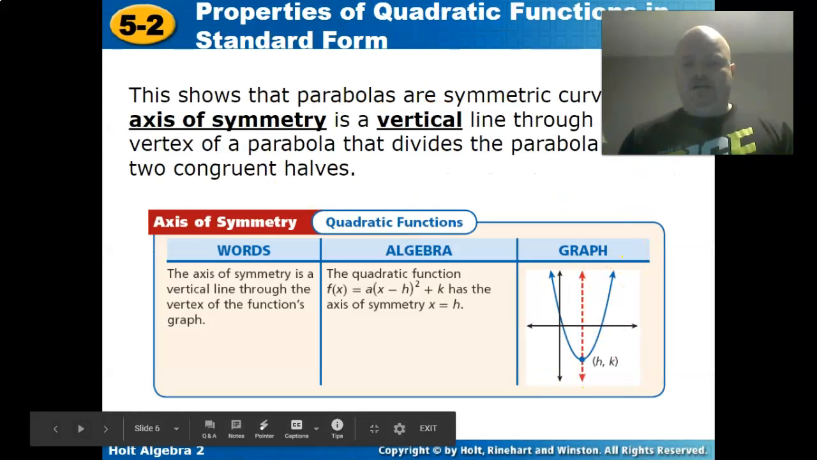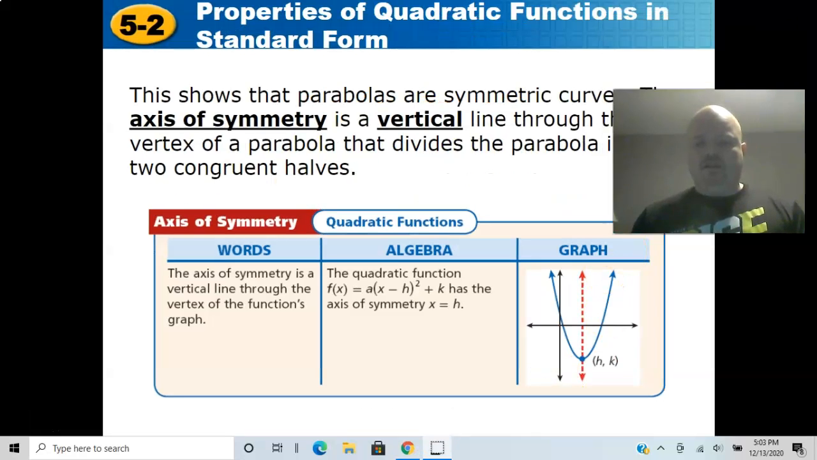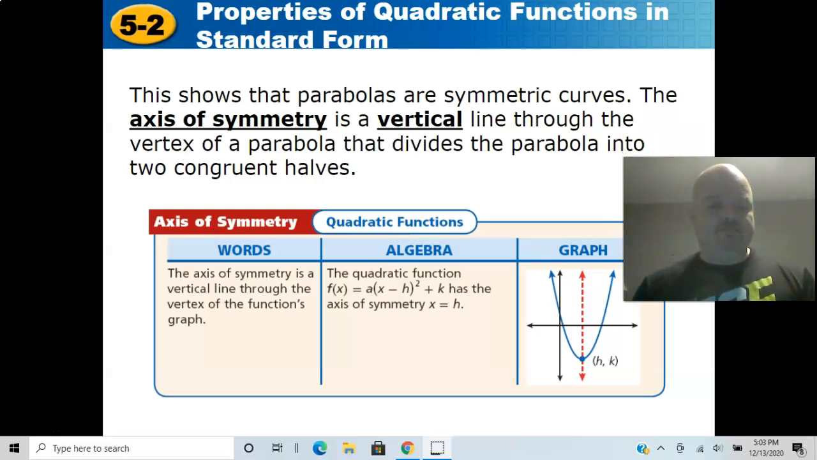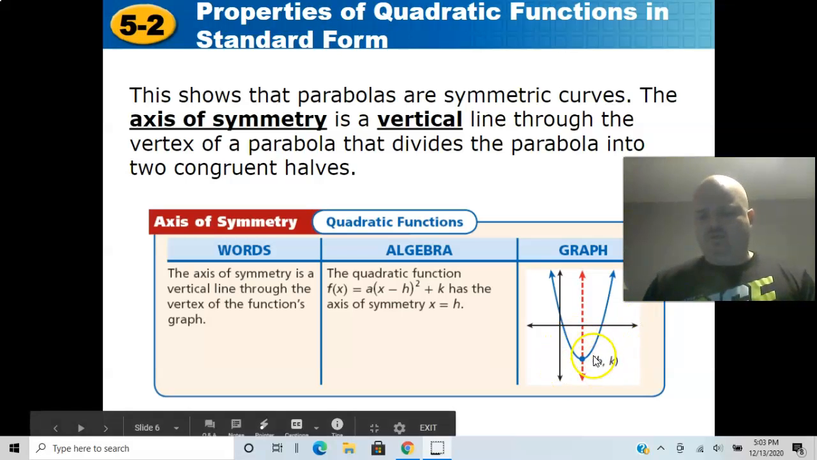You need to be able to find the vertex of a parabola as well as the axis of symmetry. Be able to identify those. Again, easiest just to use Desmos and graph the parabola, locate the vertex. Remember, the axis of symmetry is simply that vertical line. It's always going to be x equals whatever the x coordinate of the vertex is.